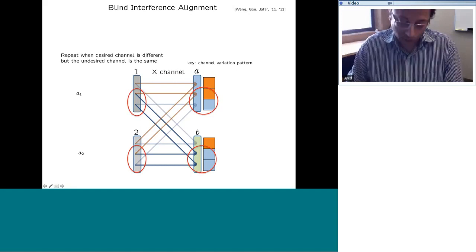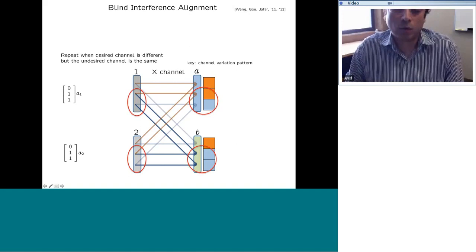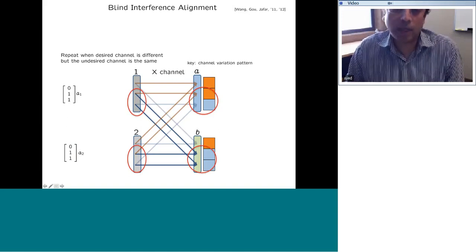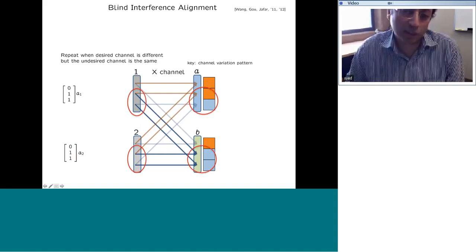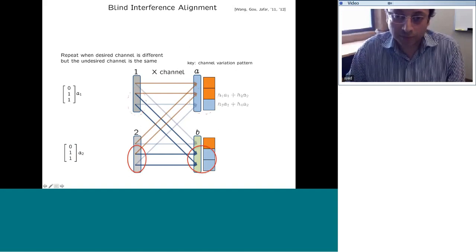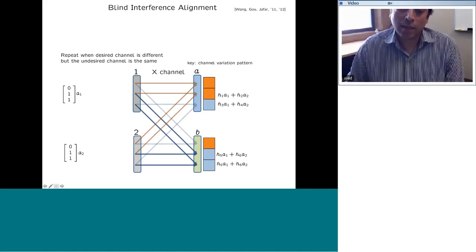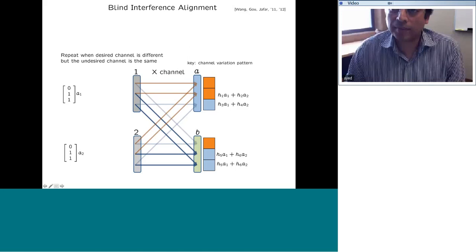So what you do is just repeat A1 and A2 over these channel uses. That's what this precoding vector means. You're not sending A1 over the first channel use, but you send A1 and you repeat it again over channel uses 2 and 3. Same thing with A2. So what does that do for the receiver? At the desired receiver, because the channel changes, you will see two different linear combinations of A1 and A2. But at the interfering receiver, because the channel has remained the same, you will see the same linear combination twice.